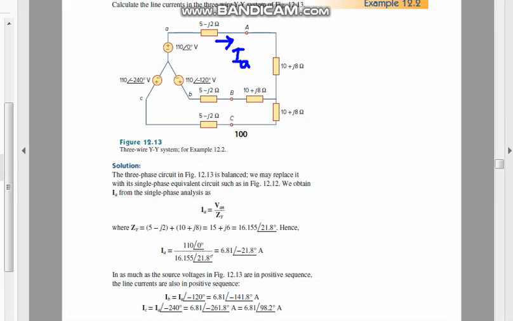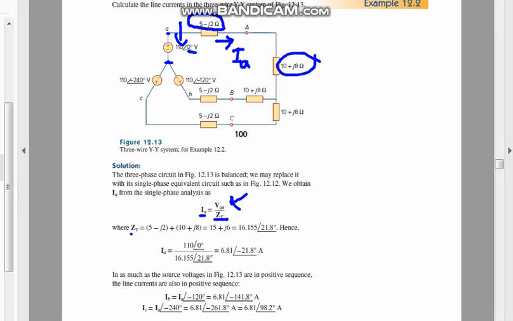The total impedance of this line is 5 minus j2 plus 10 plus j8, as it is a series connection. Just adding these two, you can find the Z total. After that, to find IA, you can obtain it from Ohm's law: I equals V divided by Z, for the Y connection. So VAN, from A to the neutral point, is 110 at 0 degrees, and that will be divided by this.